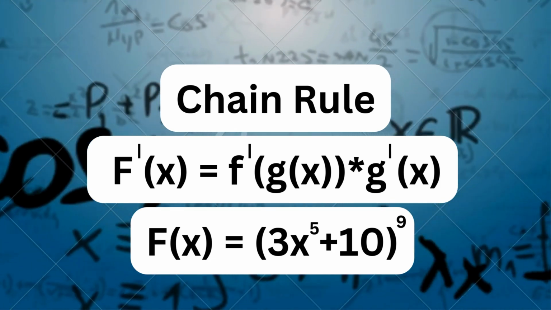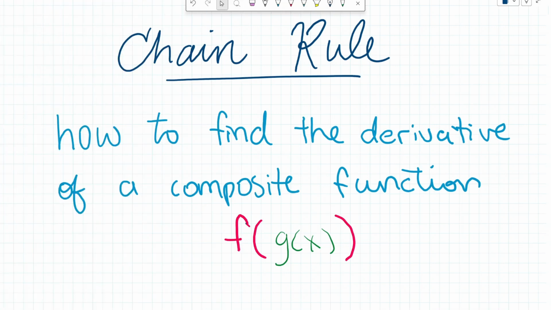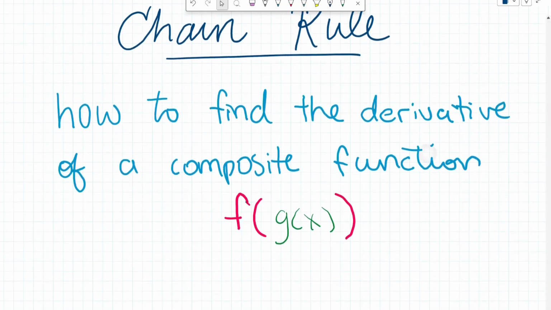Today we're going to be looking at the chain rule. So you might be wondering why you need to know the chain rule. Well, it's actually a crucial element in calculus that will help you find the derivatives of functions that are a little bit more complicated than the ones that we're usually used to seeing. So chain rule helps us find the derivative of a composite function.